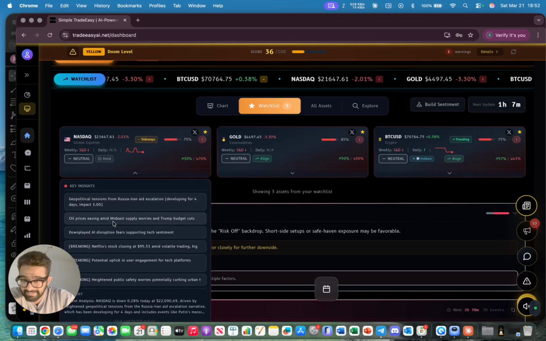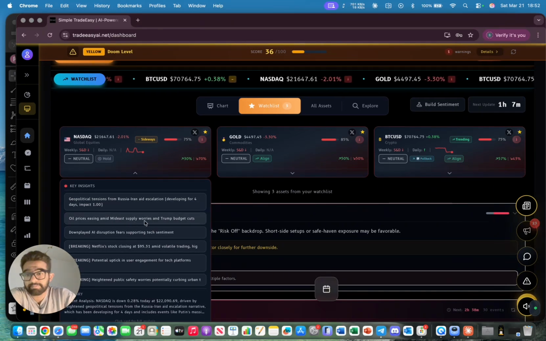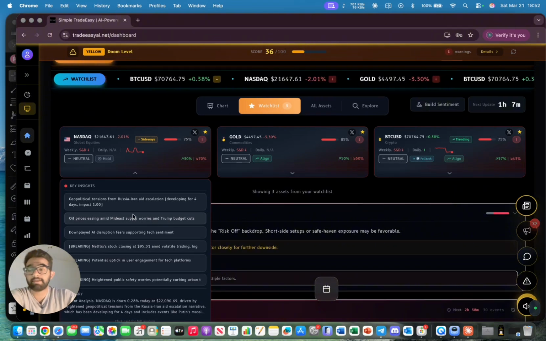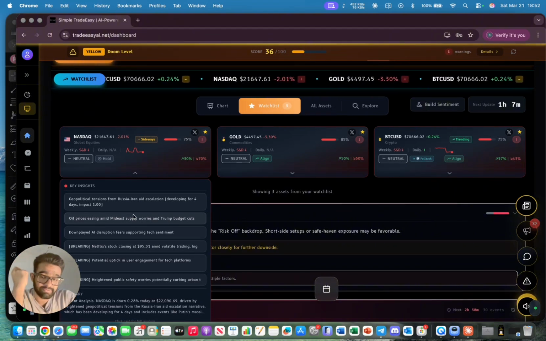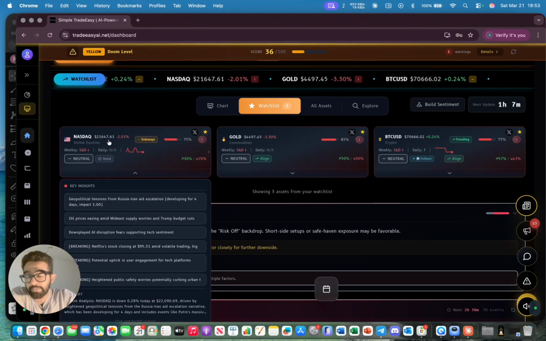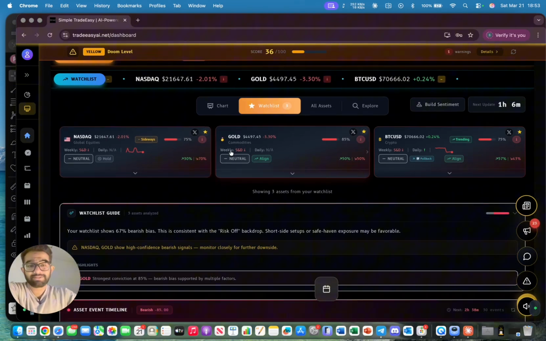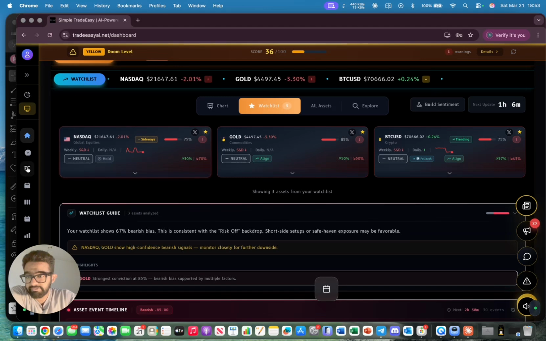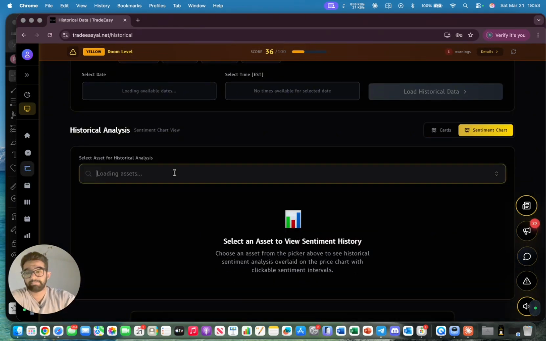So oil prices, Middle East supply worries, Trump budget cuts, federal rate cuts, the bets going down, federal rate hikes or federal rates remaining steady. Those are the current narratives at play. We can see that is causing Nasdaq to be bearish, but since we're talking about gold, that is causing gold to be bearish.